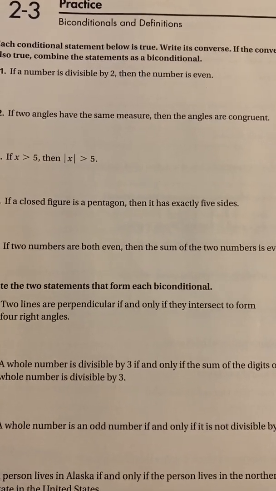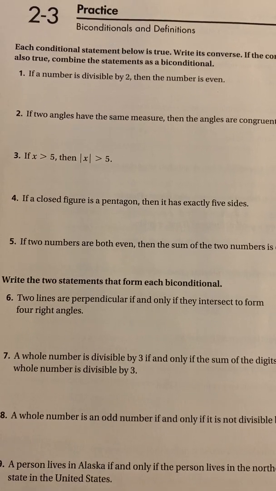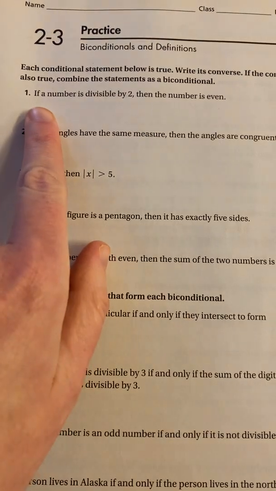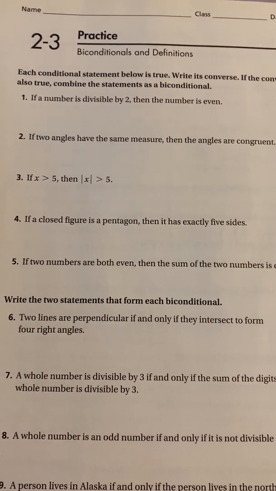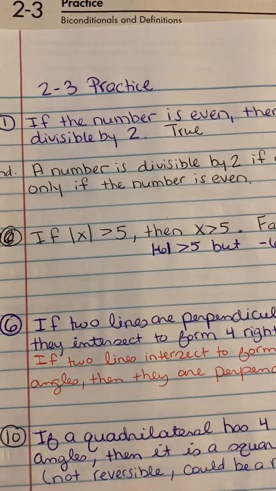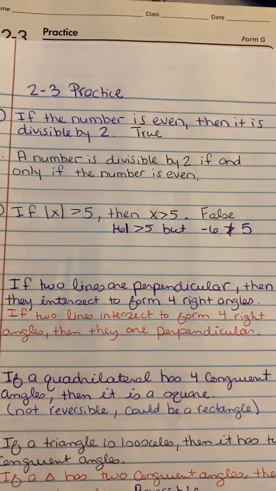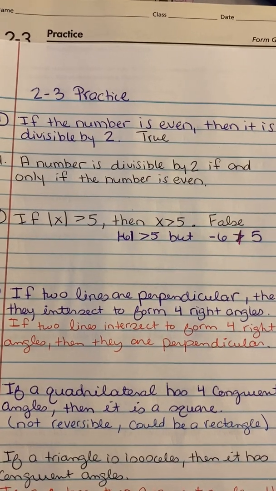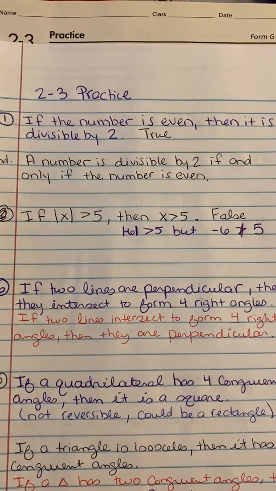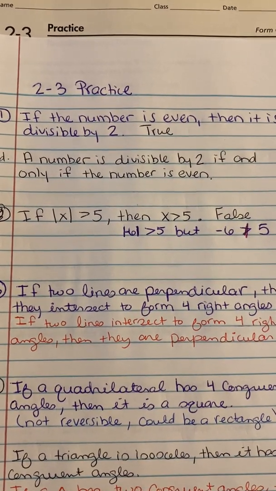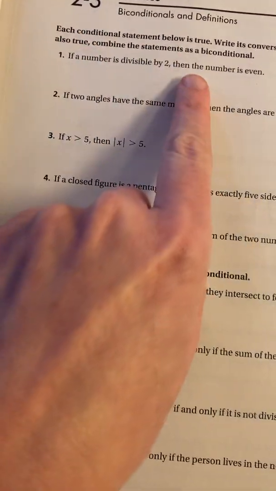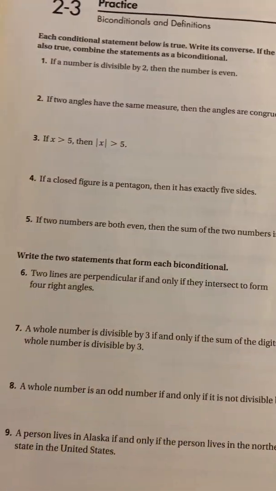Biconditional is when you add "if and only if" to the middle, and you take away "if" in the beginning and "then" in front of your conclusion. So we start out with: if a number is divisible by 2, then the number is even. So we need to write the converse. Converse would be: if the number is even, then it is divisible by 2. And that's true. Your biconditional: a number is divisible by 2 if and only if the number is even. So we take this, take away "if," take away "then," put "if and only if" in the middle.